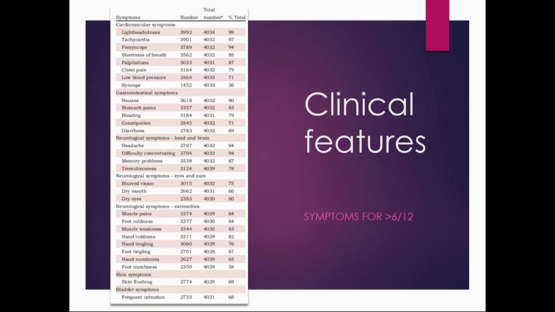So this comes from the questionnaire study that our American colleagues did of over 4,000 POTS patients. And you can see there's a wide range of symptoms, lots of cardiovascular symptoms, so most are presenting with some degree of palpitations, breathlessness, chest pain and so forth, but lots of other things as well, lots of bowel symptoms, lots of neurological symptoms, cold hands, feet, tingling, flushing, bladder problems. So a wide range of autonomic symptoms.